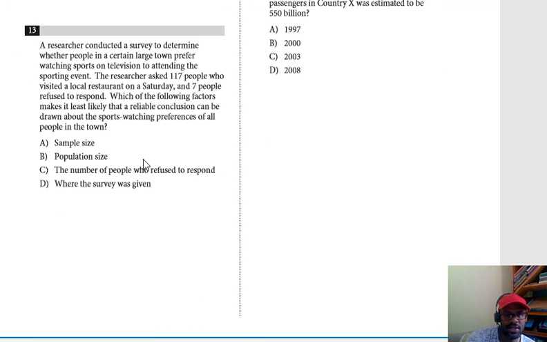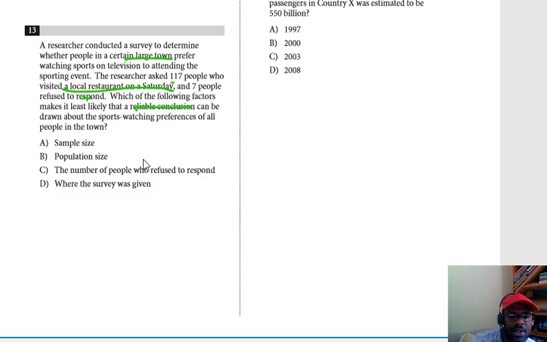13. The researcher conducted a survey to determine whether the people in a certain large town prefer watching sport on television to attending the sporting events. The researcher asked 117 people who visited the local restaurant on Saturday, and 7 people refused to respond. Which of the following factors makes it less likely that a reliable conclusion can be drawn about the sport watching?